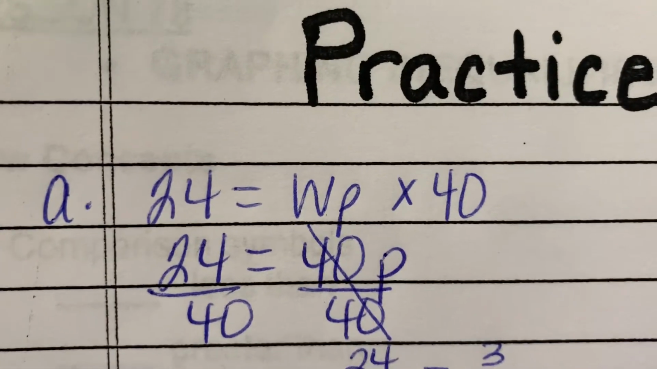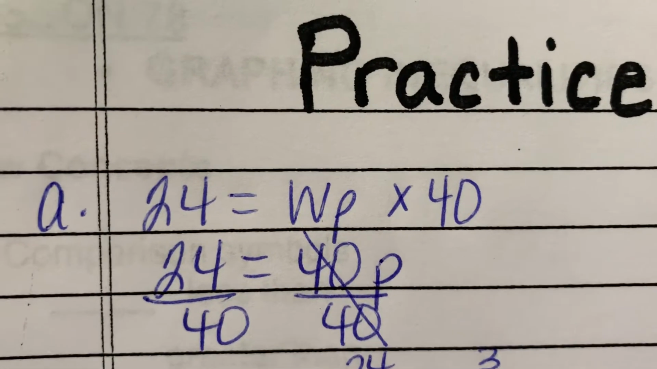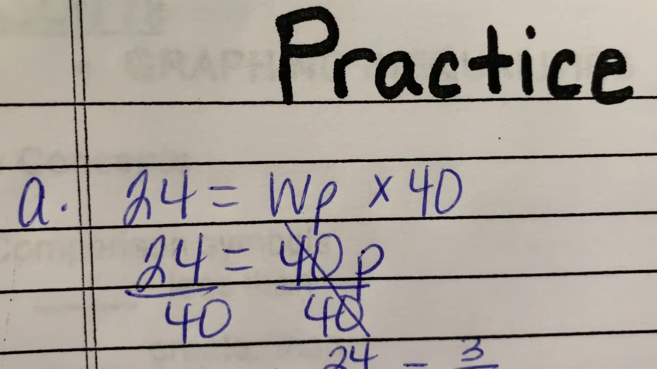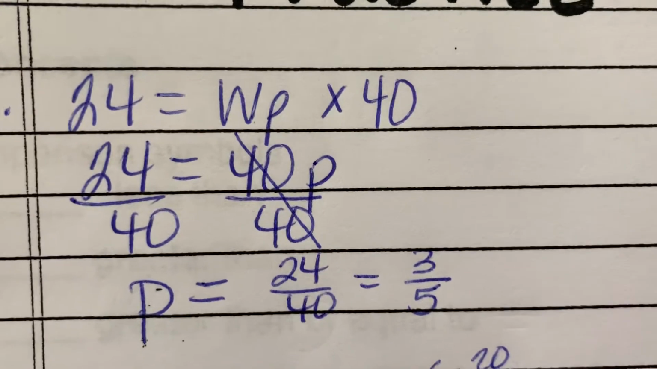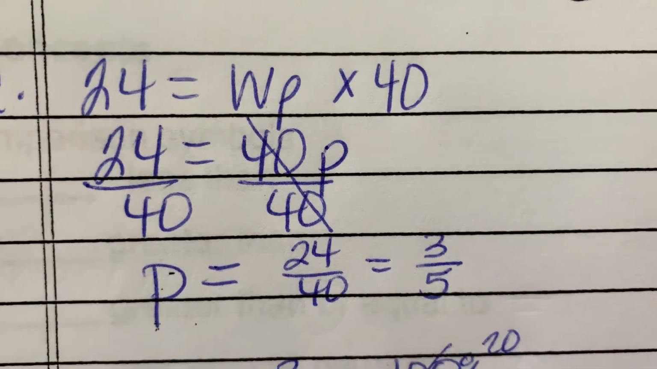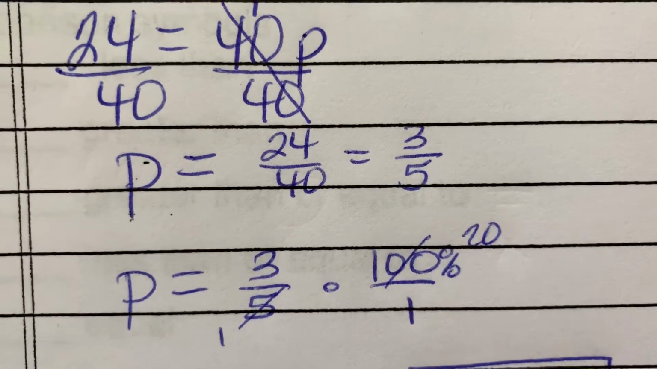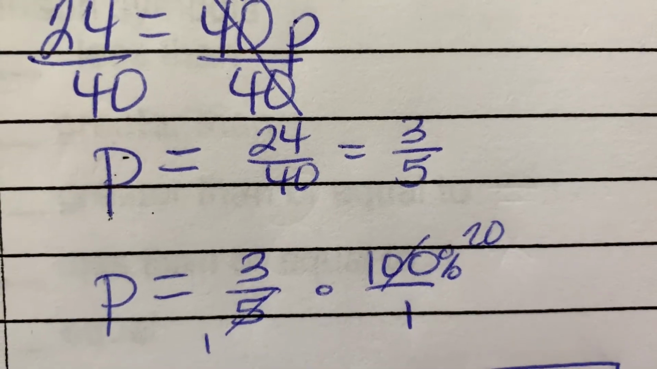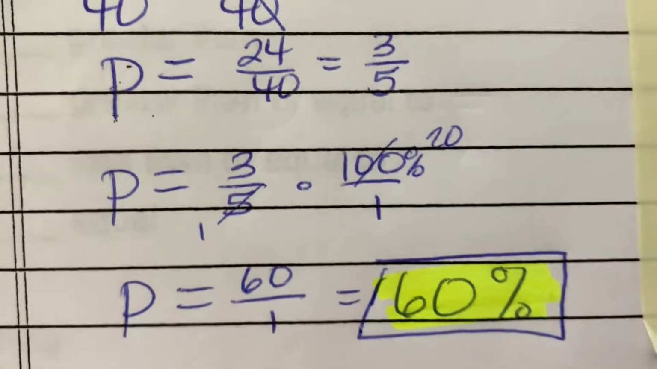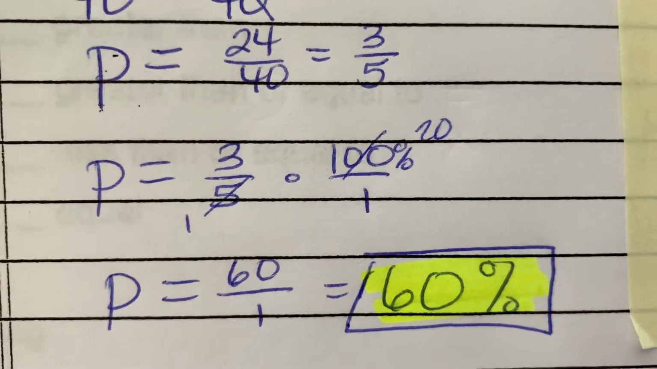You should have come up with 24 equals what percent of 40? So 24 equals 40p. Isolate the variable by dividing by 40 on both sides. You come up with a fraction, which you then need to turn into a percent. So I like this method, p equals 3/5 times 100 over 1. I cross cancel, and I end up with 60%.